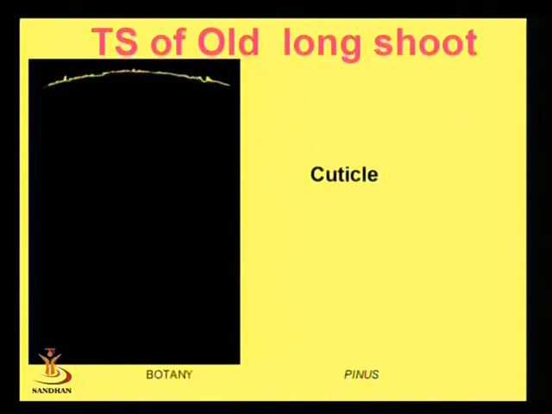The outermost layer of the old long shoot is the cuticle. In the general structure we cannot see the cuticle, but when we go to the cellular level, there is a cuticle layer. That cuticle layer is a kind of waxy layer which helps in the protection of water. It checks or stops the evaporation of water, and because it is waxy in nature, it does not permit water to evaporate, and it helps the plant in terms of water loss.